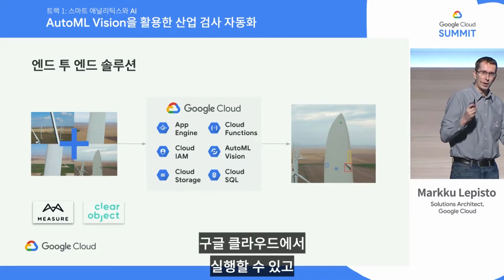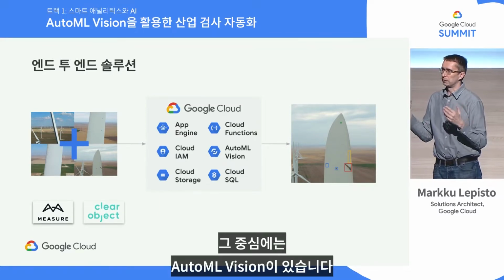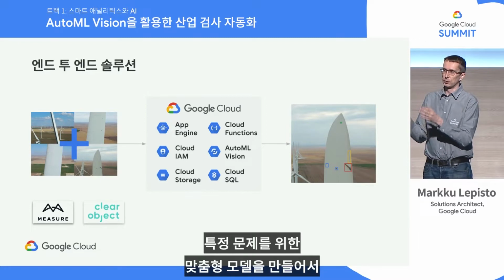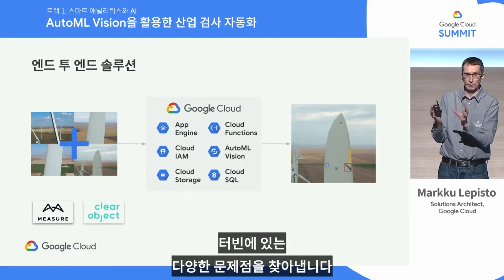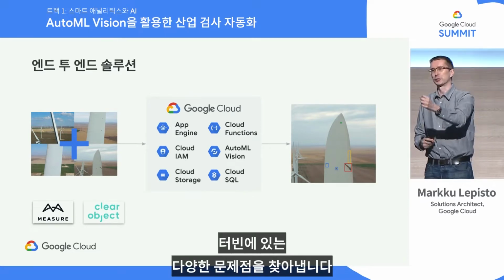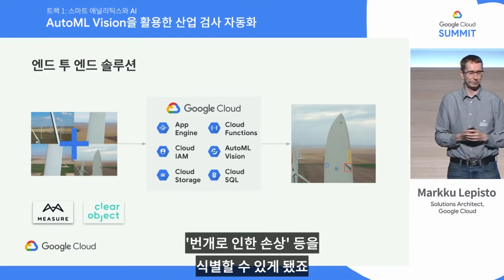It's fully running on Google Cloud, and the heart of the solution is really AutoML Vision, having a custom model for this particular problem, which are these different problems in those turbines, like lightning strike leaves a specific mark.